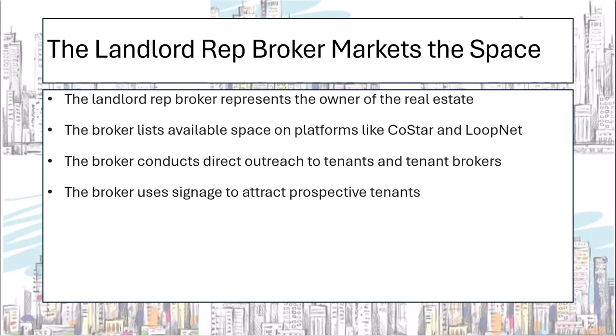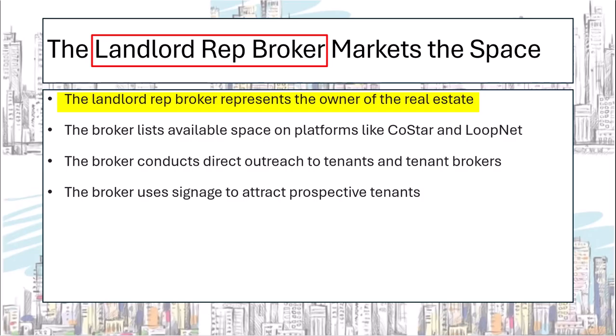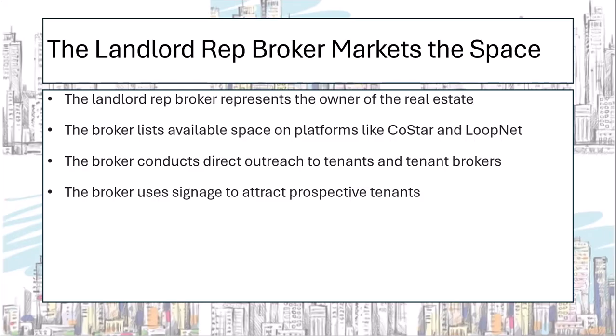Now let's flip sides and look at the landlord representation broker. This broker works for the property owner. The landlord broker's first responsibility is often to market the available space. That may include listing the property on commercial real estate platforms such as CoStar or LoopNet. However, commercial leasing is not entirely dependent on online listings. The broker may contact businesses directly, communicate with tenant brokers, distribute marketing materials, and use signs at the property to attract interest.